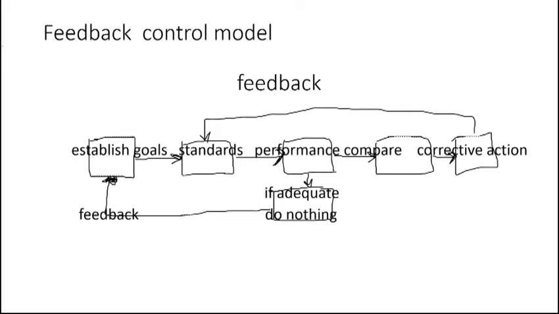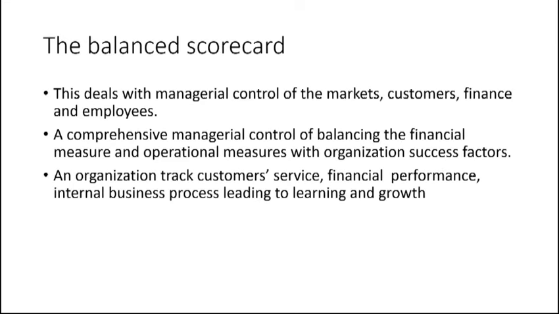You have your established goals, you have the standard you want to obtain, then the performance, how does it compare with what you want to do, and then your corrective action sends back feedback to your standard. If you need to change things, you go back to the standard and over to the corrective action. And when the performance compares favorably, you do nothing. You just go back to the established goals. If it does not compare favorably, you do some corrective action and then you go to your feedback.